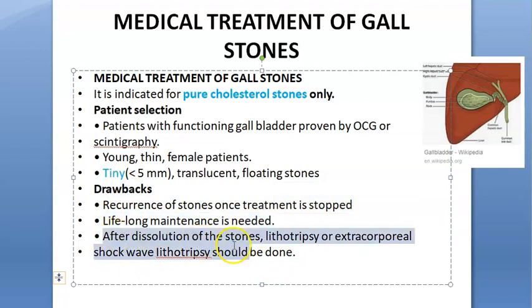After dissolution of the stones, lithotripsy or extracorporeal shockwave lithotripsy can be done. That means you have to break these stones. Lithotripsy means you have to break them, right? Extracorporeal means the waves are going from outside the body. The shock waves are sent from outside the body to break these stones. But what is dissolution and what is lithotripsy? Dissolution is where it is dissolved or disintegrated. English wise, these two look the same.